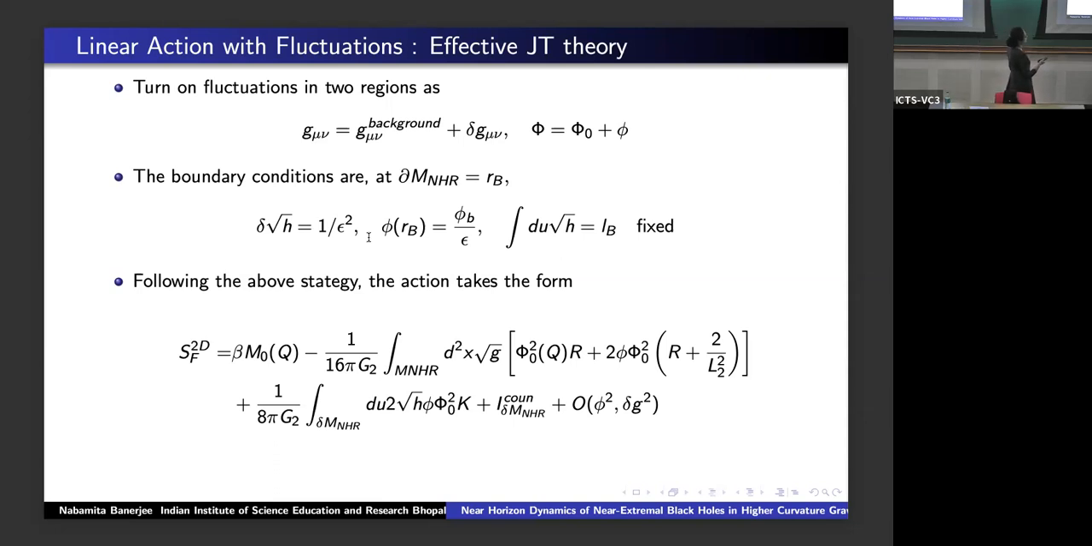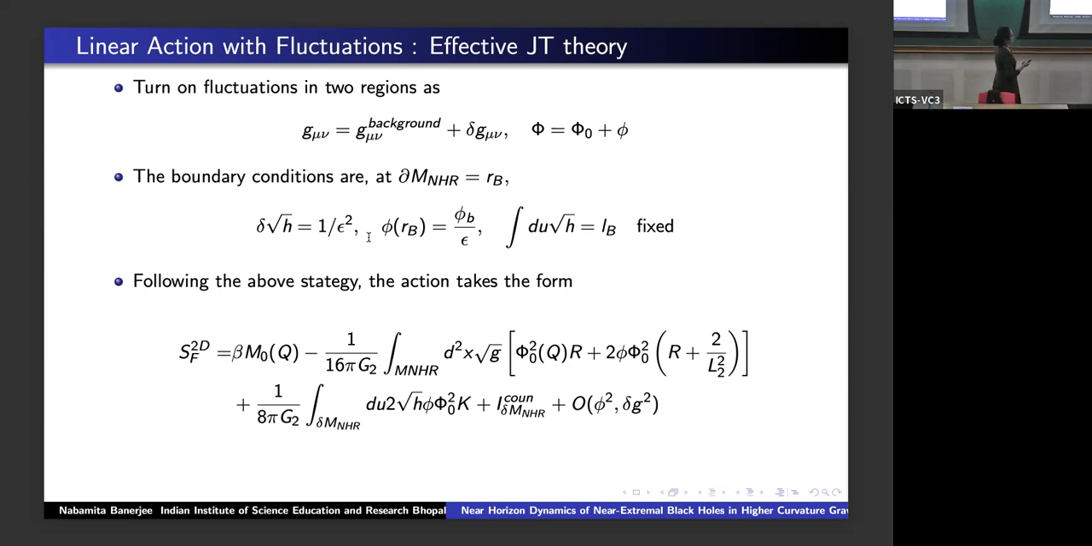So here this action is just linear in phi. It does not depend on delta g mu nu at all. This term is also 0 in the near horizon region, because in the near horizon, my background is just AdS2.